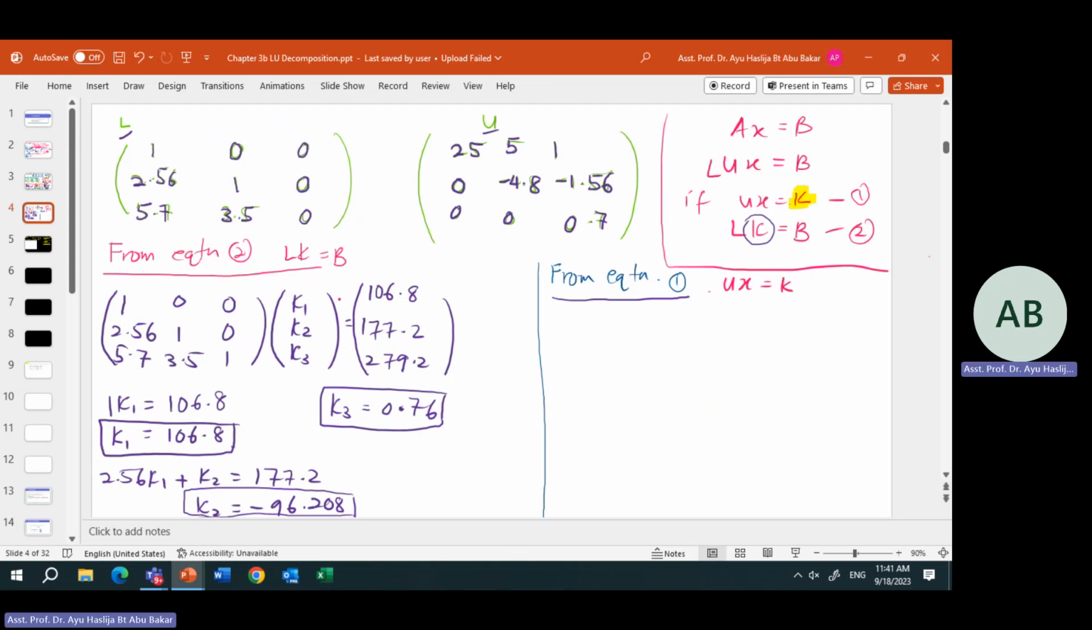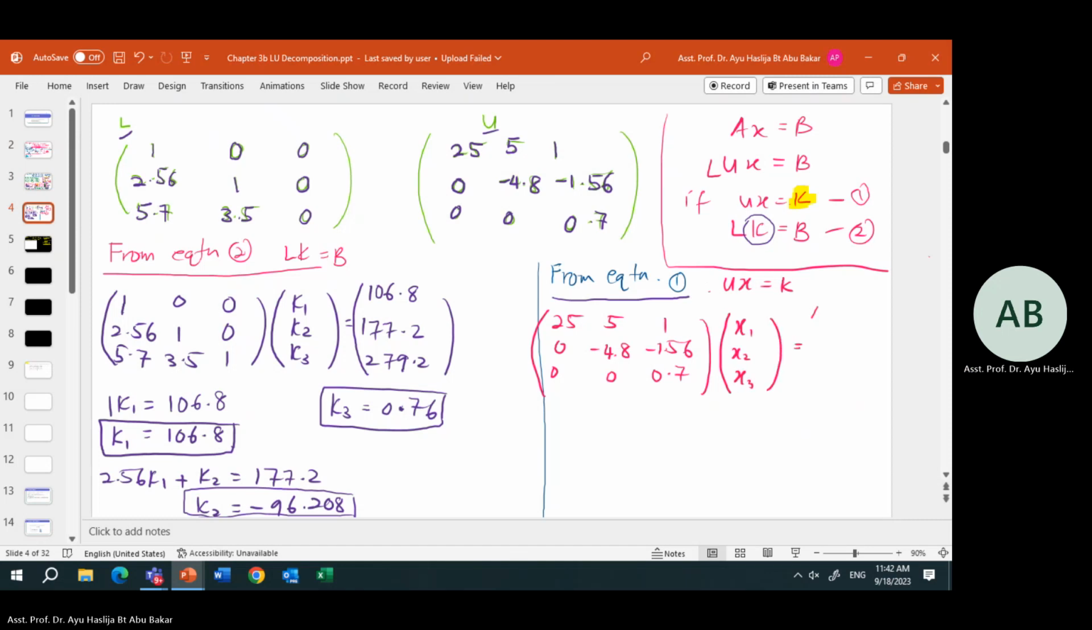Okay, once you get the K's, now move to equation 1, where Ux equals K. U, we have found out just now, matrix U. Now we want to find the x's by plugging in your K values just now. Let me know what is your x1, x2, and x3.